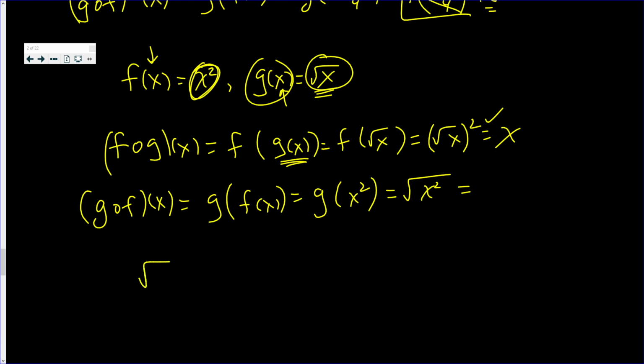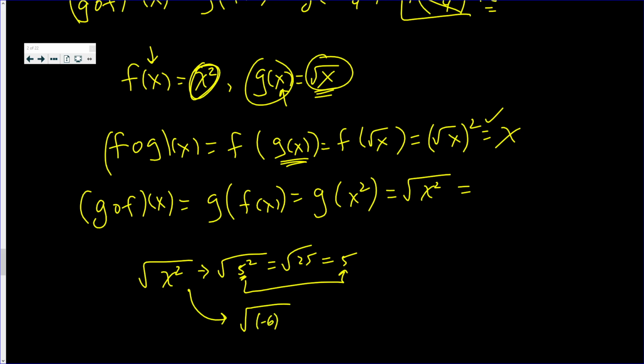For example, if I replace x with 5, the square root of 25 is 5. So x was 5, and that's what I got back. But what about if I plug in for x -6? And I square it, and I get the square root of 36, which is 6. I plug in -6, I get 6 back. I plug in 5, I get 5 back.